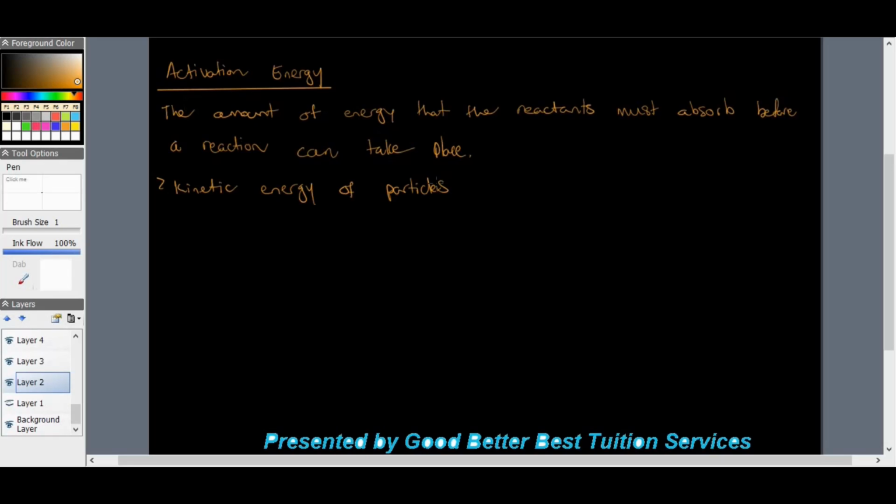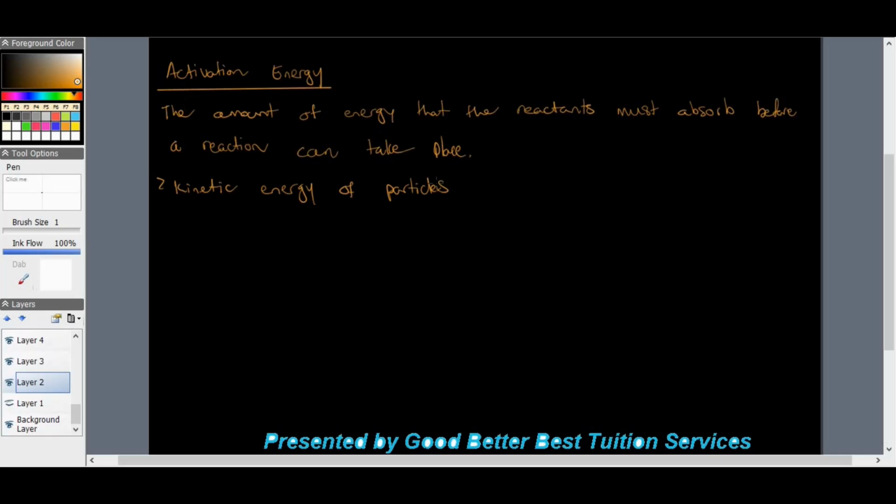When particles collide with each other, a reaction occurs or takes place. Now, if the particles are not moving fast enough, that means the kinetic energy is not sufficient, meaning the bonds that exist in the reactant molecules will not break. They will not break because there's not sufficient kinetic energy, meaning no reaction will actually take place.